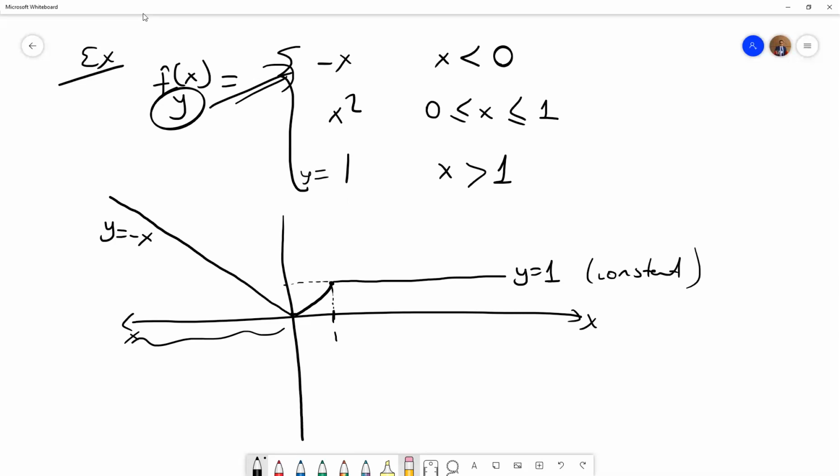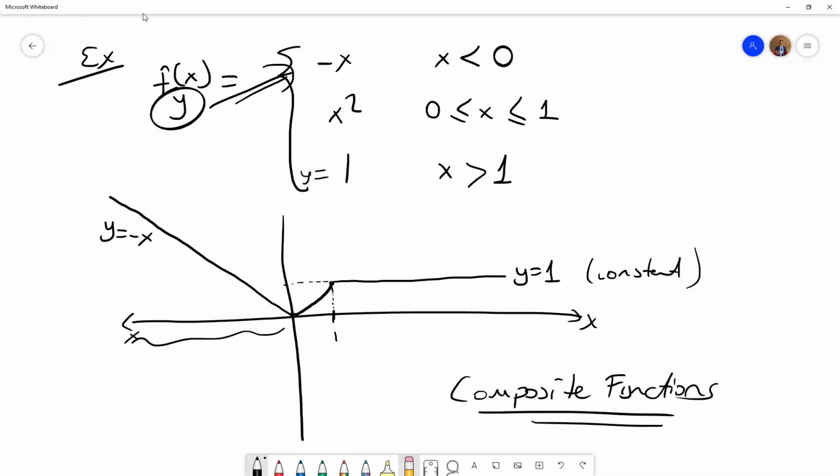Now next lecture, we are continuing with composite functions. I want to say that, and we can remember this one.